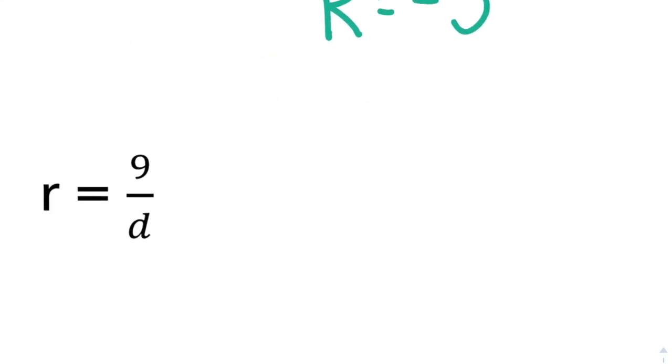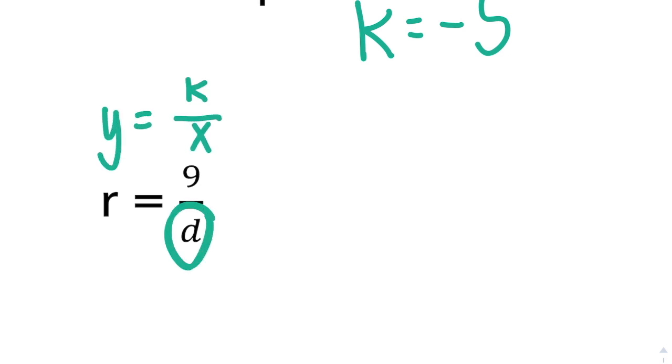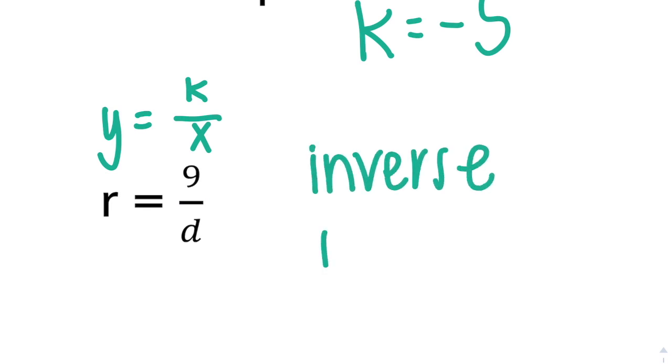But if I look down below, I have r equals 9 divided by d. So now I have y equals k divided by x. I'm dividing by that variable. So that would be inverse variation where my constant k is 9, because that's what's in my numerator.